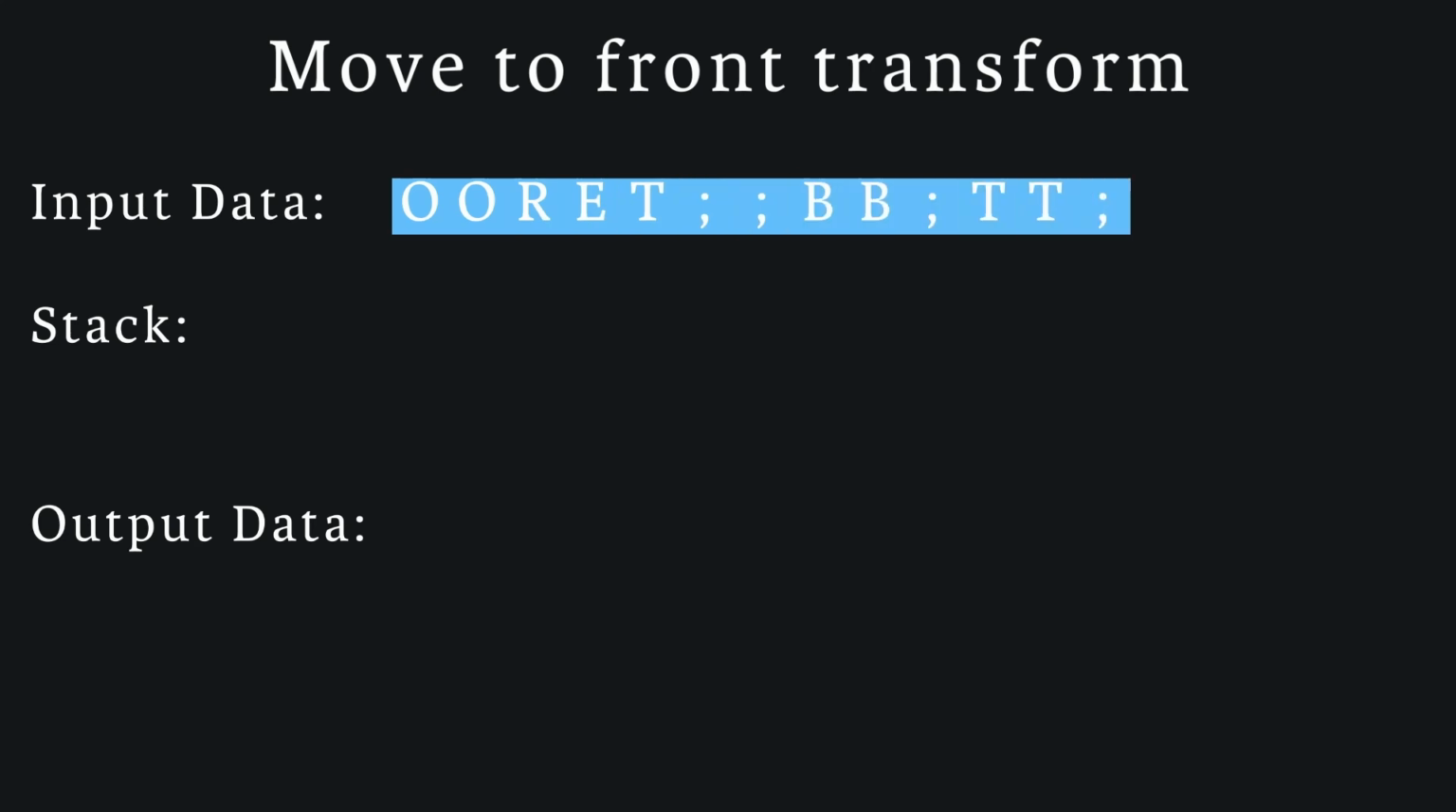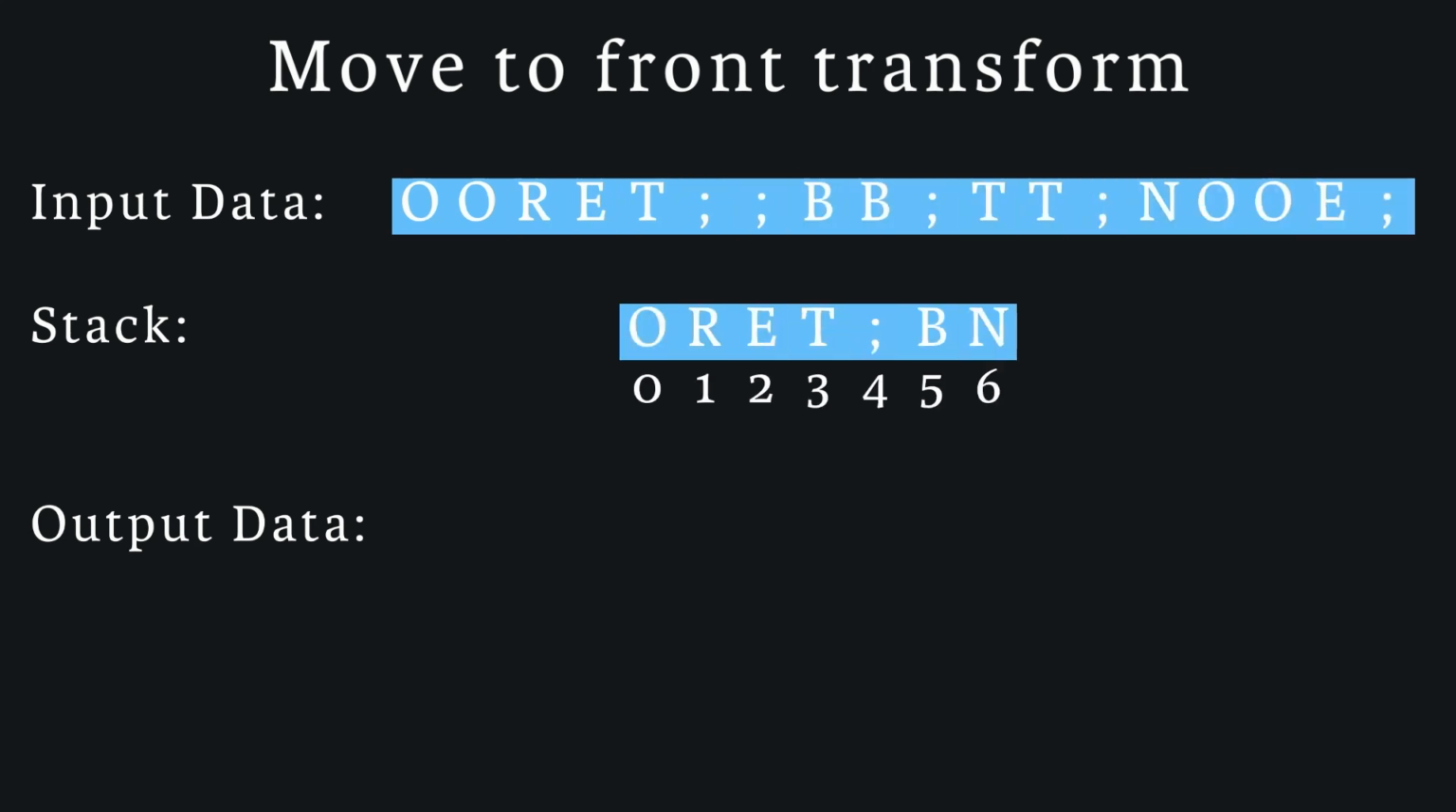To perform the move to front transform, we first make a numbered list of all the symbols that appear in the input, called a stack. Now, it is called a stack, but it's not really a stack in the traditional sense of the word. We won't be pushing anything on top of it. If anything, it's more like a queue. But either way, it's called a stack. Then, at every step, we grab a symbol from the input, find its position in the list, store that in the output, then move the symbol to the front of the list, and repeat the process.